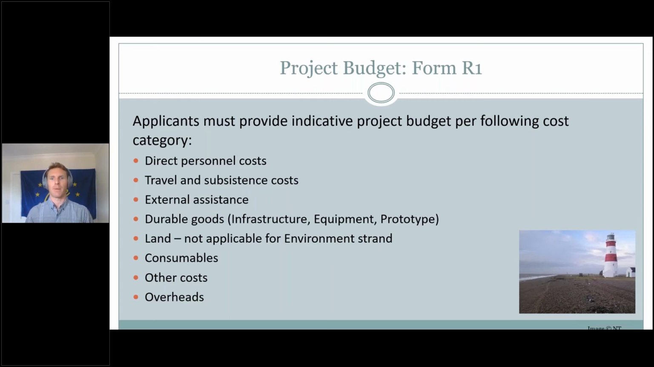Please note that your application, if invited to stage 2, will be allowed to introduce changes to the total requested EU contribution within a margin of 10%. There is no limit on other changes in the budget, including total budget cost, as long as the total EU contribution does not increase by more than 10%.